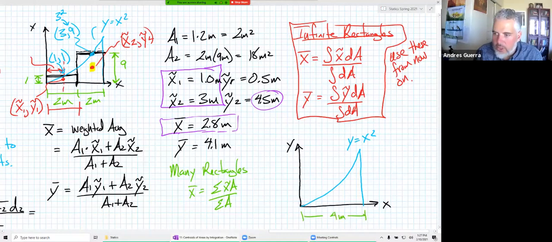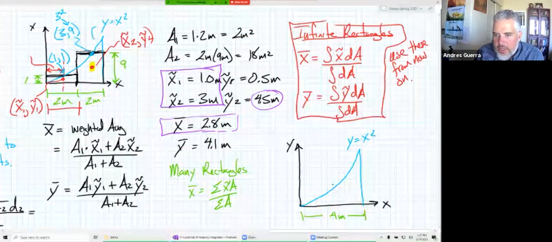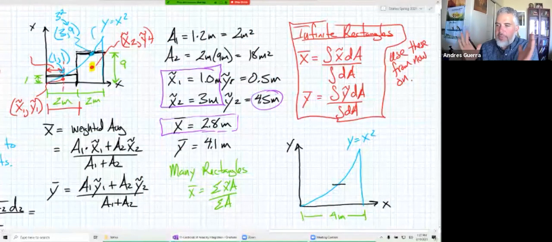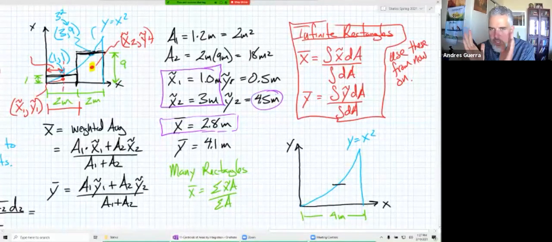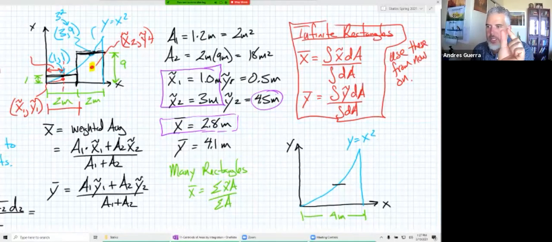Like that. And we're still looking for x bar and y bar, but now we're going to do this with an integration. The advantage of us seeing this with the two rectangles is that now we're just going to do this with a representative rectangle, a representative differential element. And when we integrate, what happens? The integration just basically makes those rectangles infinitesimally small, doesn't it?